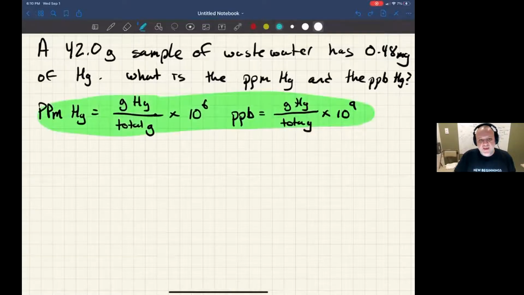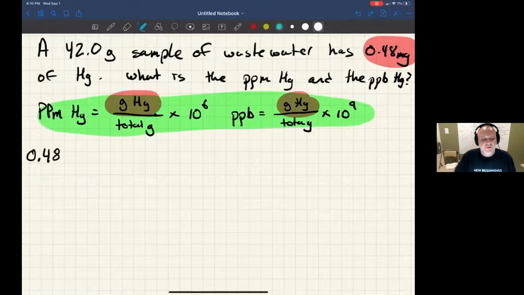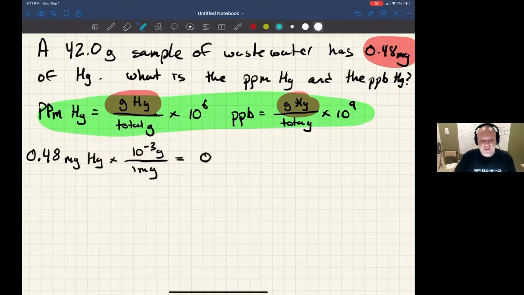So these are my formulas for parts per million and parts per billion, and I need to get grams of mercury in this particular equation, but I'm given milligrams. So the first thing I'm going to do is go ahead and convert 0.48 milligrams to grams. 1 milligram is 10 to the minus 3 grams. So it's 0.00048 grams of mercury.